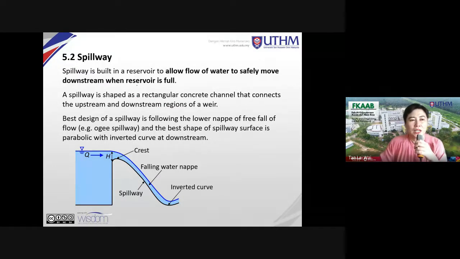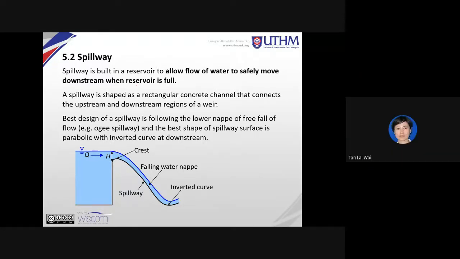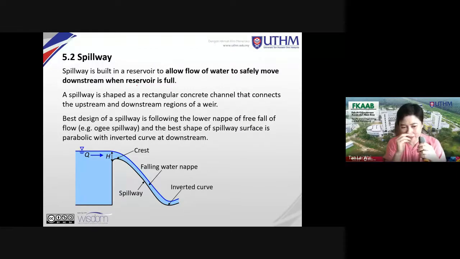Okay, let's look at spillway. Now, there's not much calculation involved in our spillway, all right? Basically, there's none. We're just going through theory. We have further calculation under the topic of weir. Now, the term spillway: spill, so therefore, it is a way where water spills out. You provide a way where water spills out. So a spillway is built in a reservoir to allow flow of water to safely move downstream.